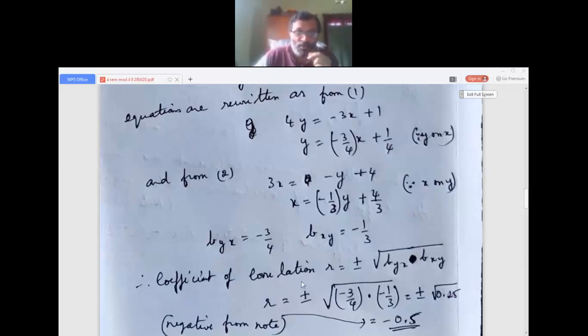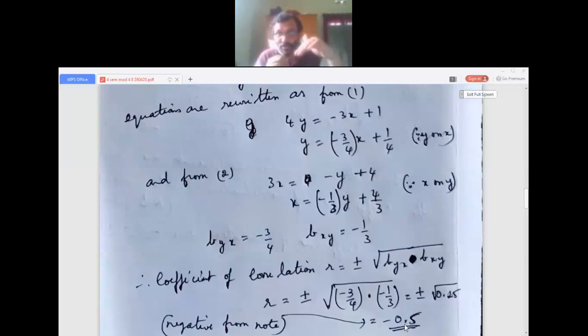So r is equal to, by the formula, plus or minus square root of b of yx into b of xy. I wrote the formula here. So r equals plus or minus square root of minus 3 by 4 into minus 1 by 3, the 3 cancels. 1 by 4 is 0.25, the square root of 0.25 is 0.5, so plus or minus 0.5. Now the question is whether to write it as plus or minus.